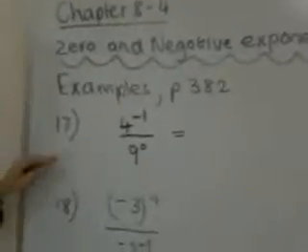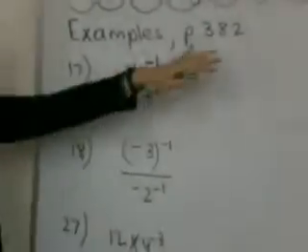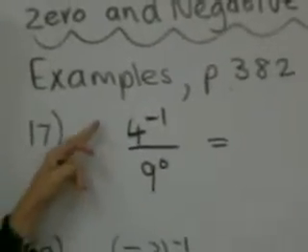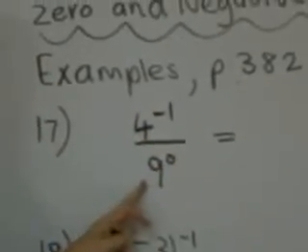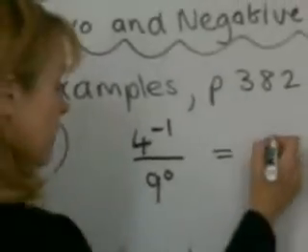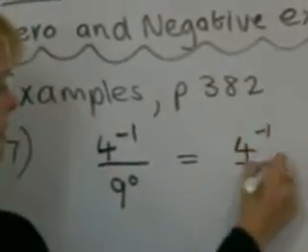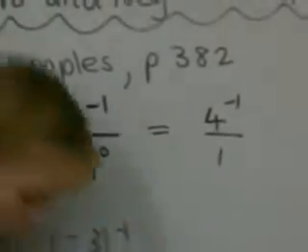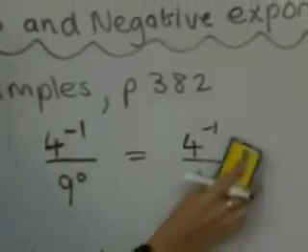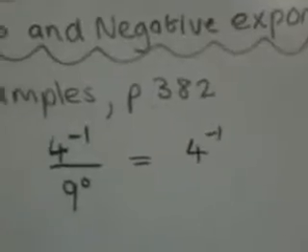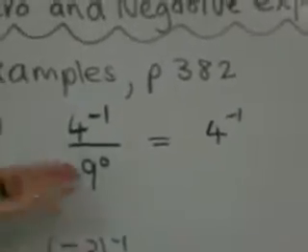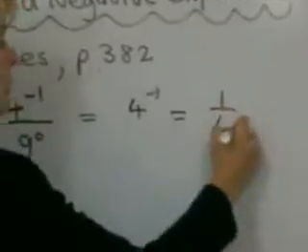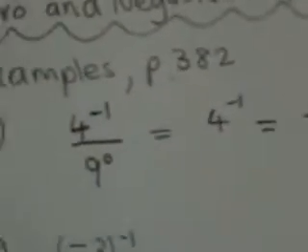Okay, these are a few more examples on page 382. We're going to do number 17. So we have 4 to the minus 1 and then we have 9 to the 0. So let's deal with 9 to the 0 first. That means 1. So basically we have 4 times 1, to the minus 1. And then 4 to the minus 1 we know means 1 over 4. Okay, so that's one we're done with.